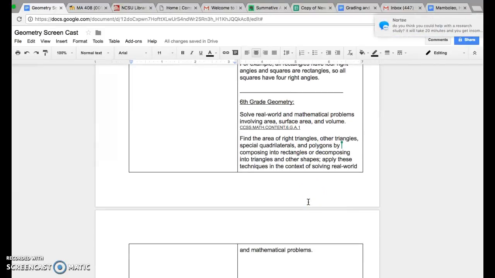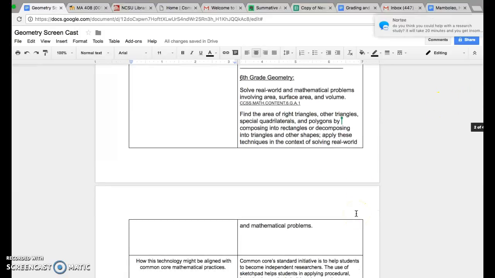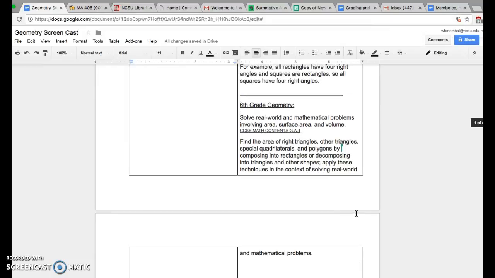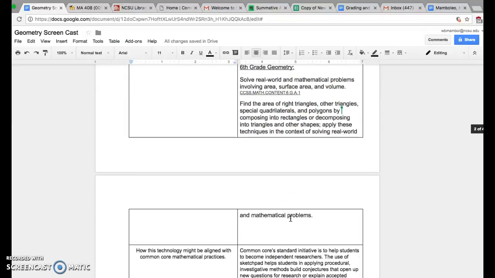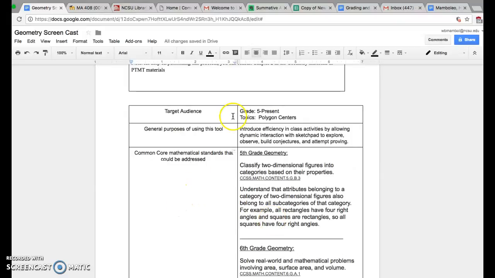Now, using GSP Sketchpad, we'll be able to investigate how to perform these very complex mathematical functions. And in general, the purpose of using this tool, GSP, the Sketchpad, is to introduce efficiency in the classroom activities by allowing dynamic interactions with the Sketchpad to explore, observe, build conjectures, and attempt proving.